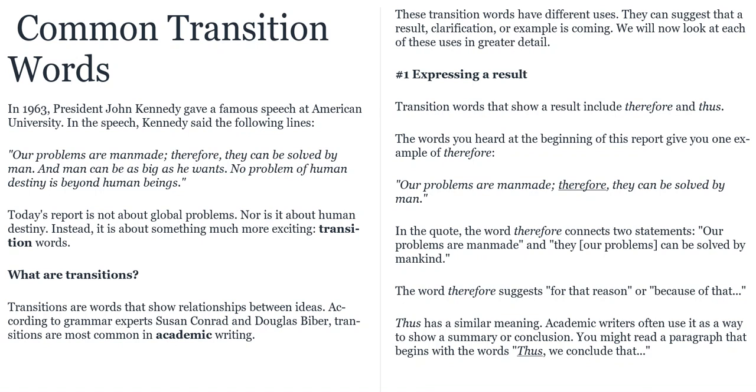Transition words that show a result include therefore and thus. The words you heard at the beginning of this report give you one example of therefore. Our problems are man-made, therefore they can be solved by man. In the quote, the word therefore connects two statements: our problems are man-made, and they can be solved by mankind. The word therefore suggests for that reason, or because of that.